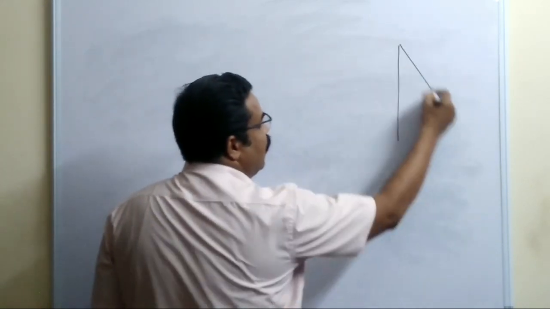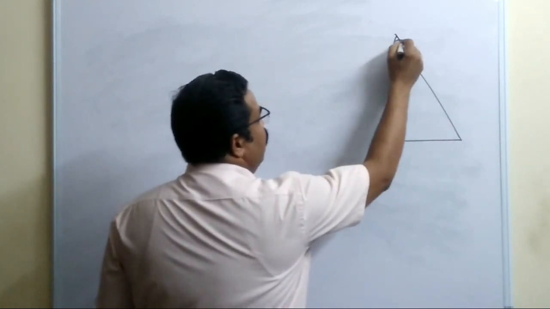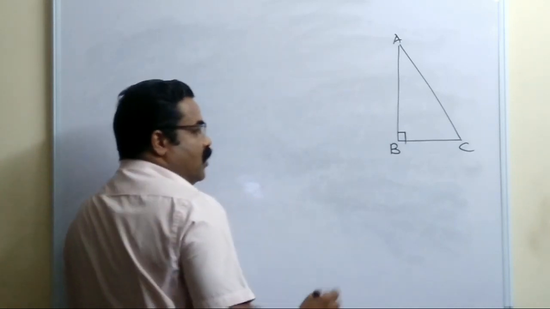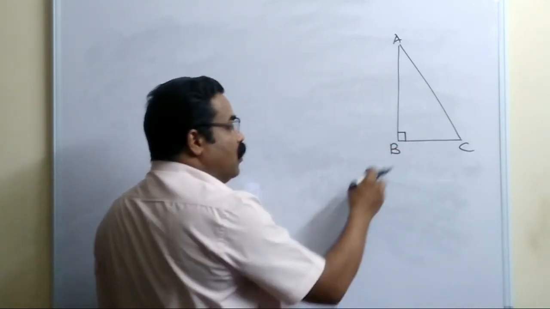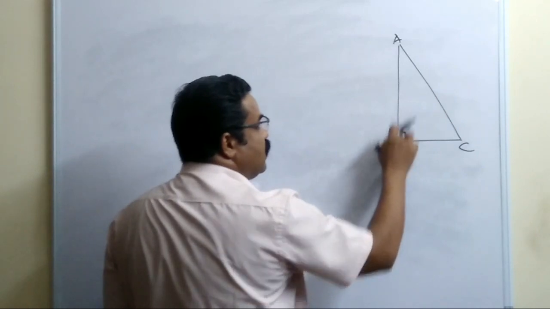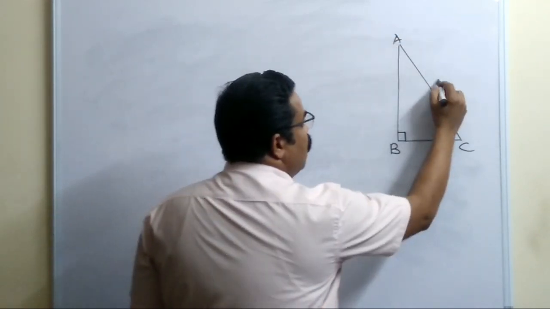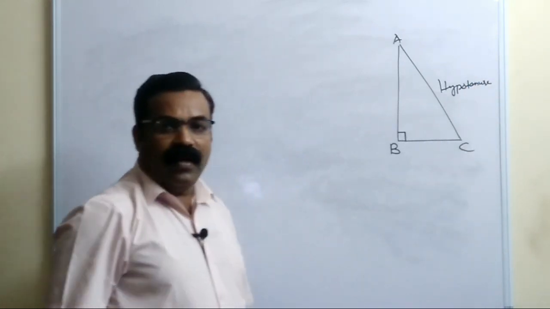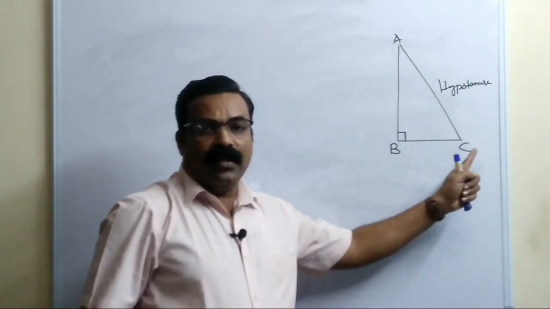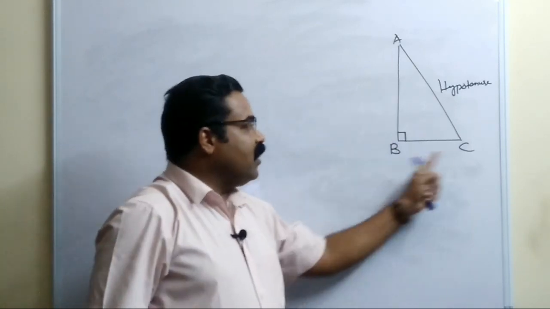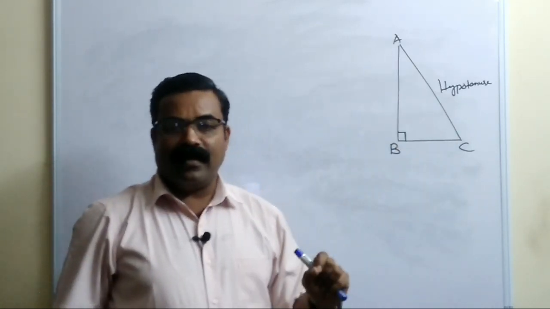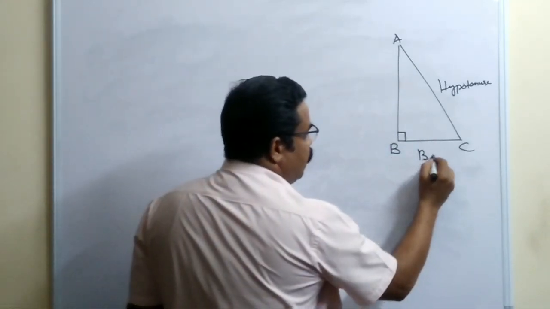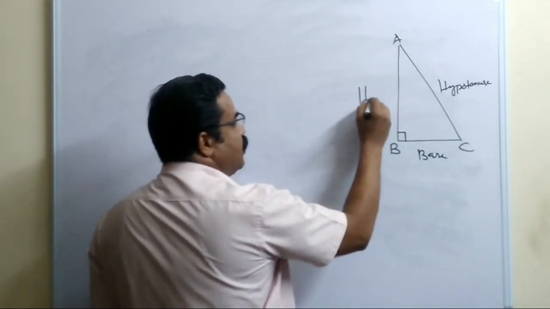So let us take a right angled triangle ABC, and it is right angled at B. So B is 90 degrees, and we know the side which is opposite to 90 degrees is called the hypotenuse. So it is very well understood that the hypotenuse will be the longest side in a right angled triangle. So this side we take as base and this side we take as height.